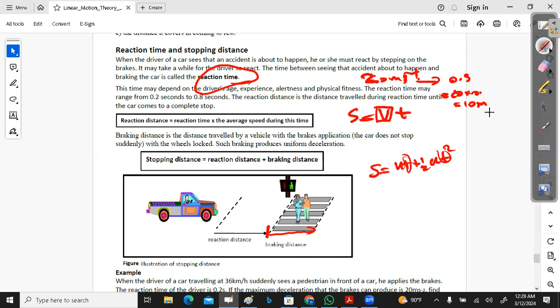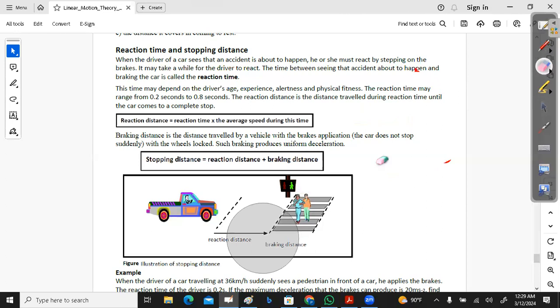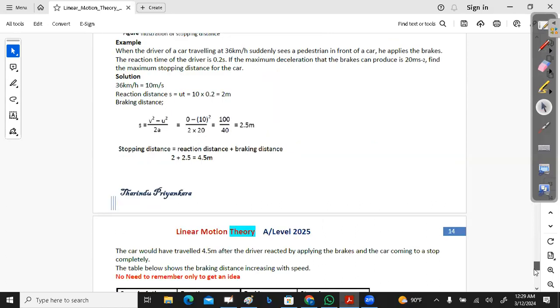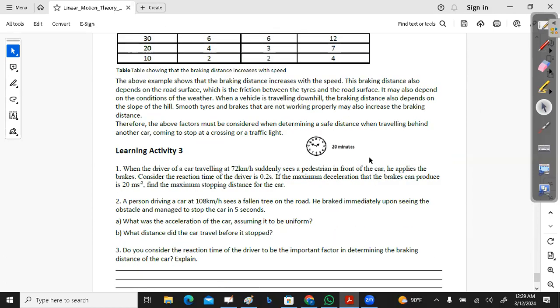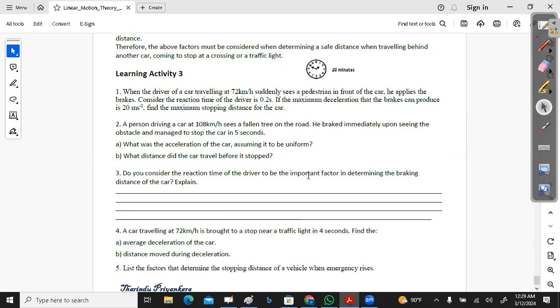Guys, hello? Yes, sir. Okay. Now read this and try to understand something from here yourself, and read these examples. You may not need to remember this chart. It is only given as an example, and try these questions. One minute.